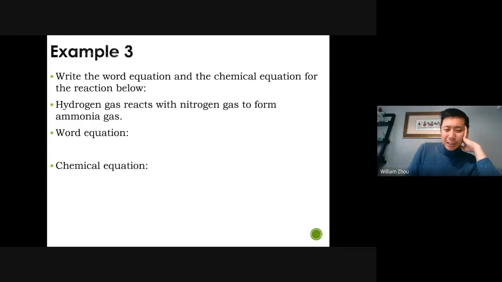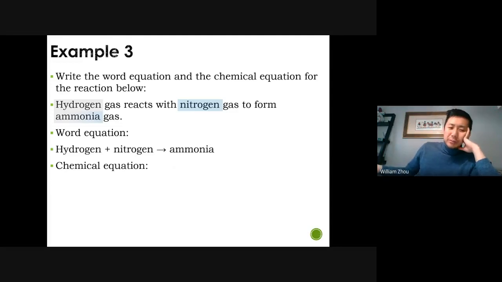So first, write down the word equations. Well, you have hydrogen, you have nitrogen, and mix them together, you have ammonia. So the word equation is just simple. Add them up, the words. Hydrogen plus nitrogen, you get ammonia. The tricky part is the chemical equation.